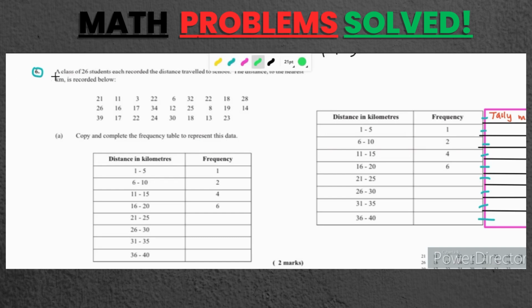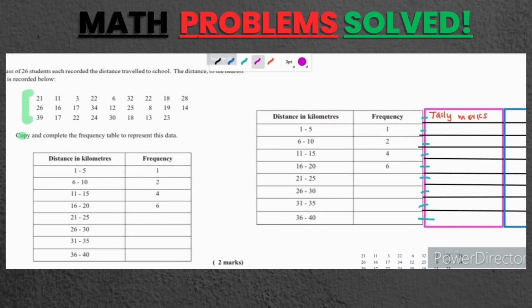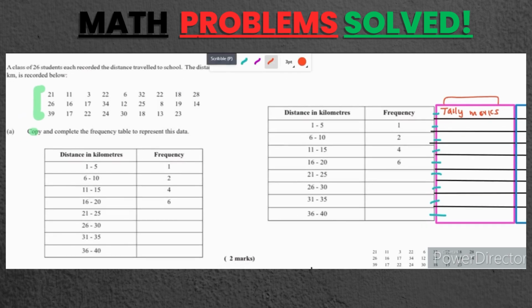Now we will move to the next question. A class of 26 students each recorded the distance traveled to school. The distance to the nearest kilometer is recorded below. So these are the distances covered by 26 students. What we have to do? We have to copy and complete the frequency table given below. So we will complete the table in this way. First of all, we will use tally marks to determine the frequencies of each group, right? So we will pick up the data one by one from here.